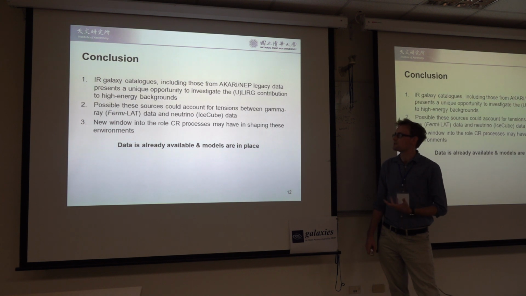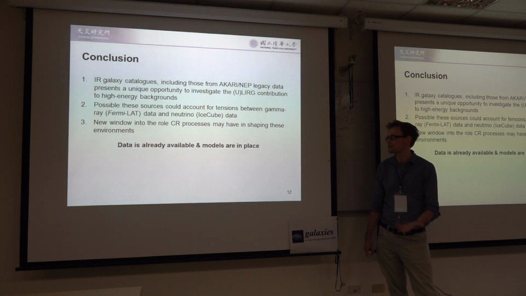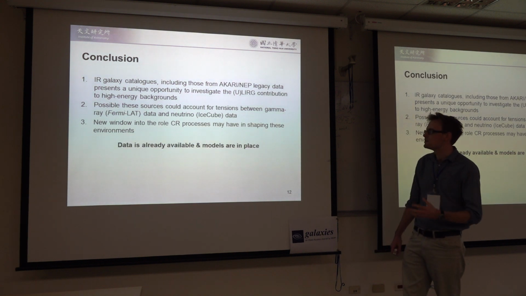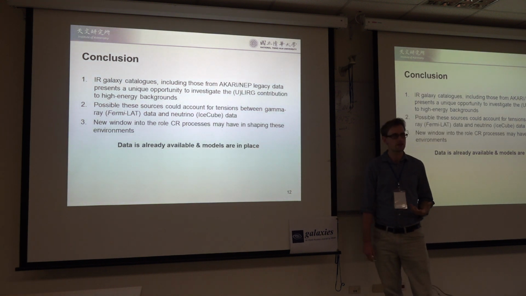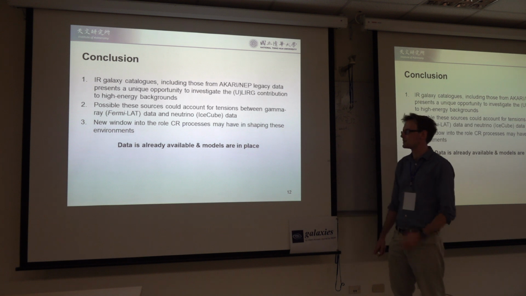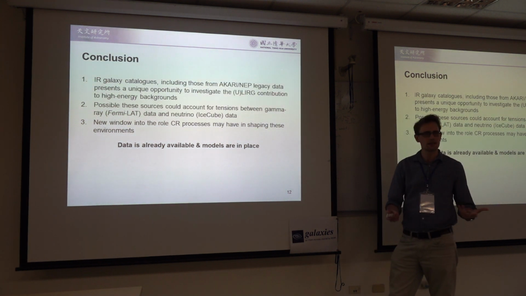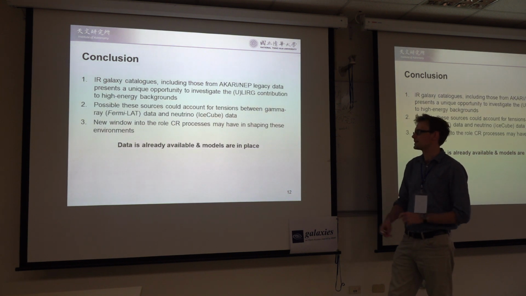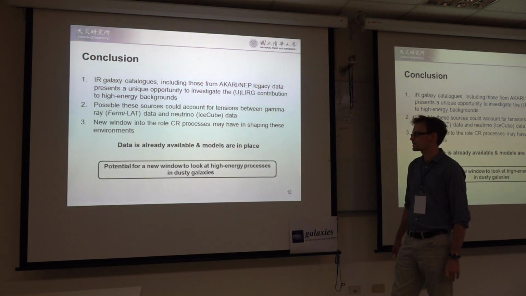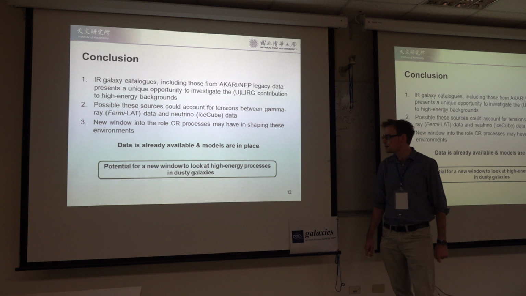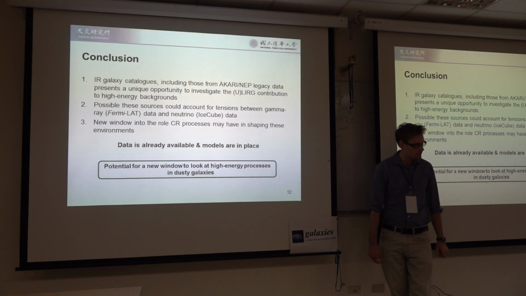We can also start to account for some of these unresolved tensions in the gamma ray versus neutrino background, and open this new window to probe cosmic ray processes in these kind of environments that hasn't been considered in detail before. So yeah, the data is basically already there. The models are more or less mature now. So I think there's a lot of potential to open this window and look at some of these high energy processes in dusty galaxies. Thank you very much for your attention.